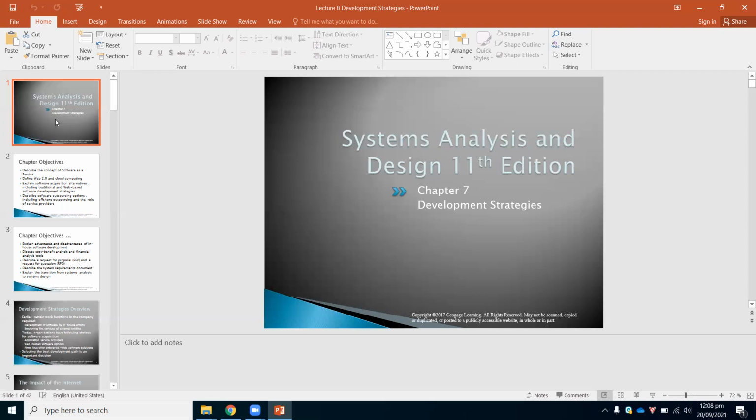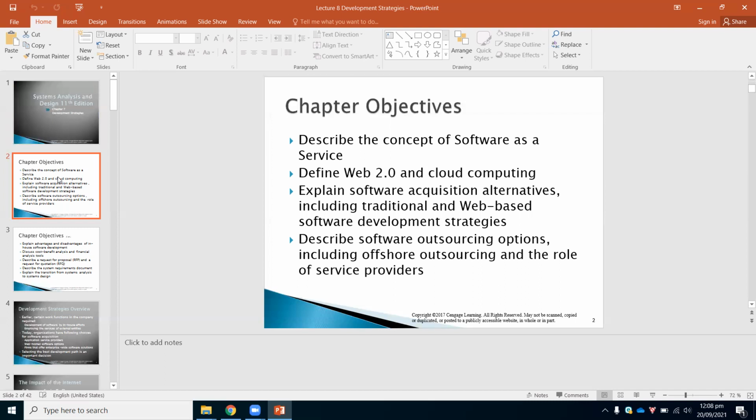Those are the things we'll be looking at in today's class: the strategies that an organization can take up when creating an information system. The learning outcomes for the lecture: we will first describe the concept of software as a service, or SaaS. The term SaaS is derived from the environment of cloud computing.